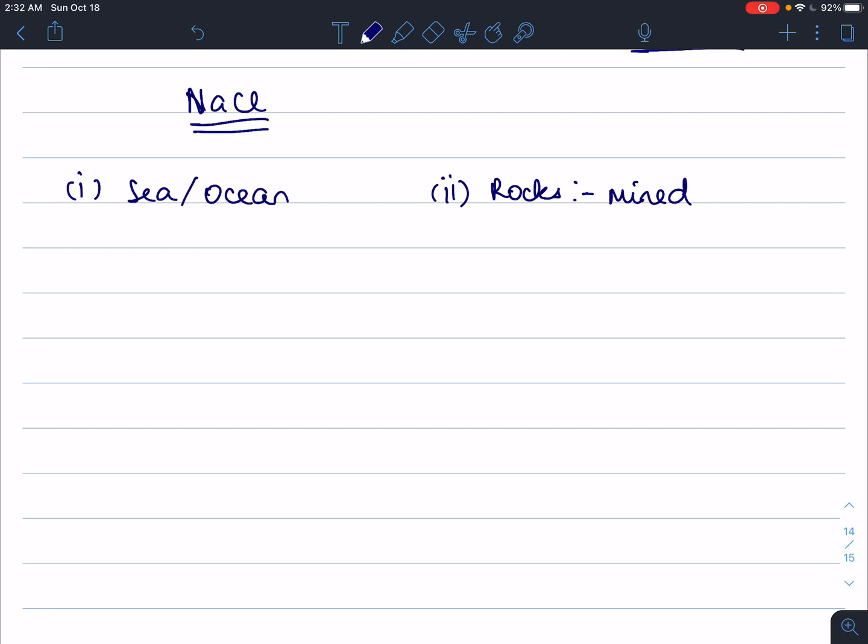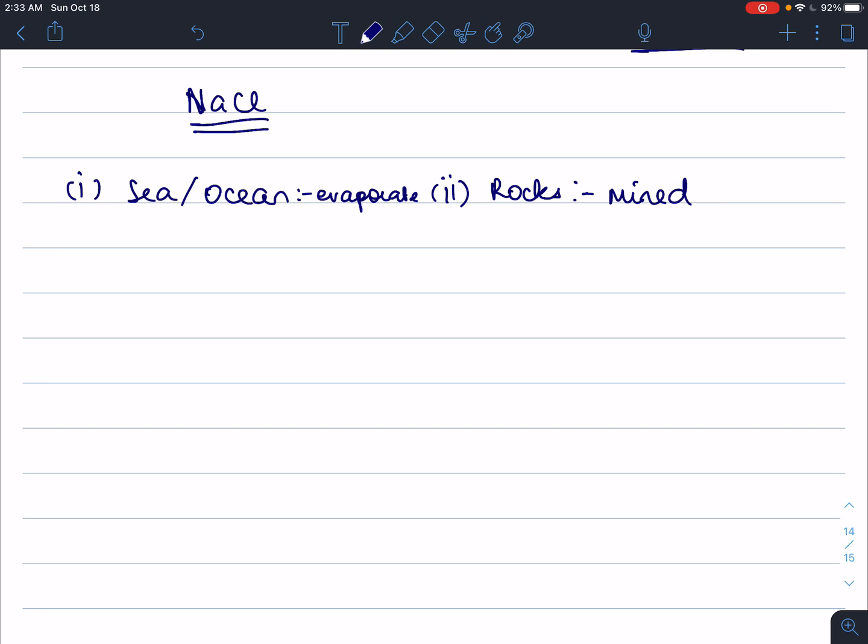Sea salt, on the other hand, is when you take sea water and you evaporate it. So sea salt is obtained by evaporation and then purification. So in the ocean, you have many other salts. So when you evaporate ocean water, you get many of them. You have to purify it and you have to separate sodium chloride from it. So this is what happened in the famous Dandi March, where Mahatma Gandhi walked from Sabarmati to Dandi. He evaporated water from the ocean and prepared salt.